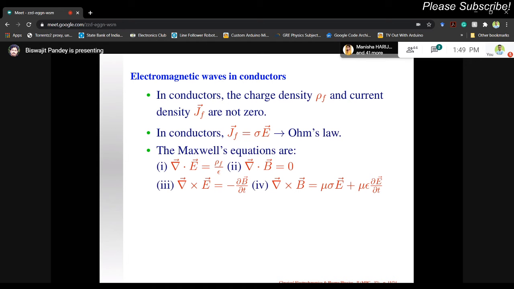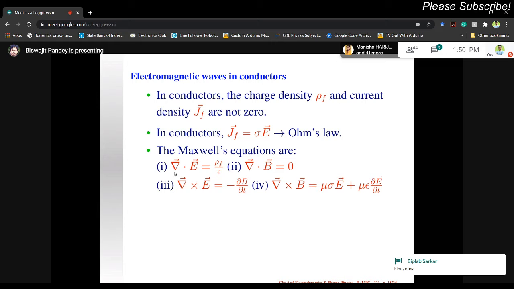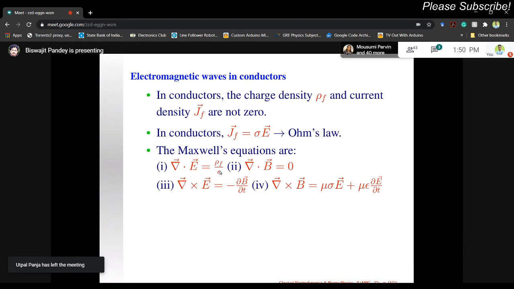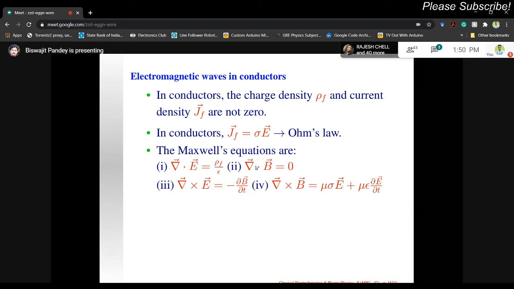So you see, this is the first law, Gauss's law. Divergence of E is equal to rho free by epsilon. Epsilon is the permittivity of the metal, and this is the free charge density. Of course, for the second equation there is nothing to change, because you can close your eyes and believe in this: divergence of B equal to 0 everywhere. That is related to the non-existence of magnetic monopoles, so you don't have to think about it.